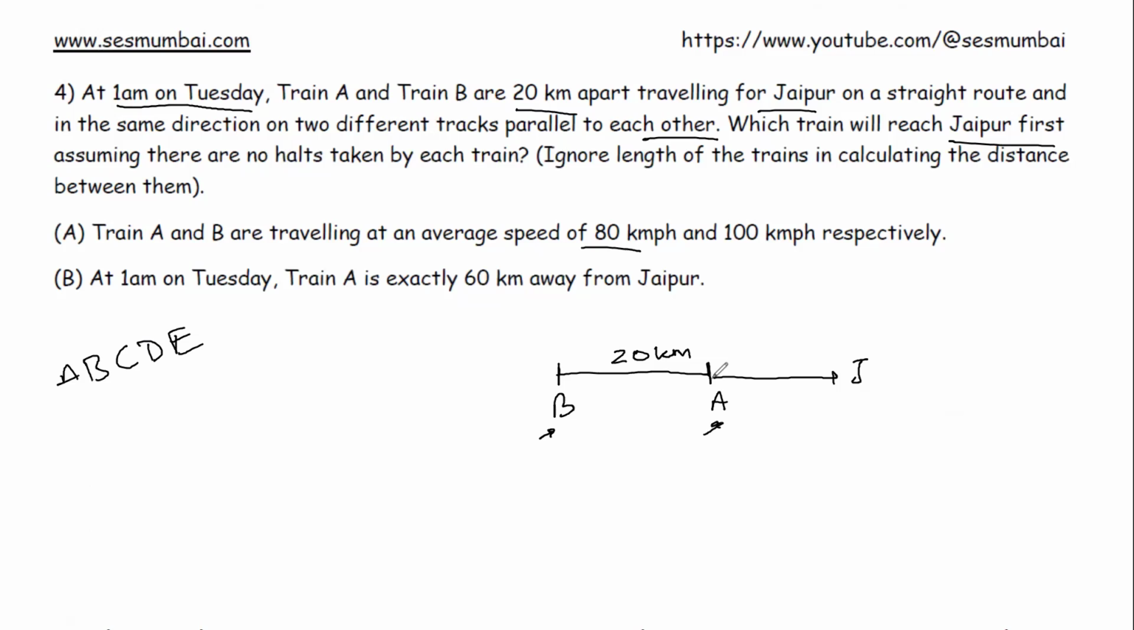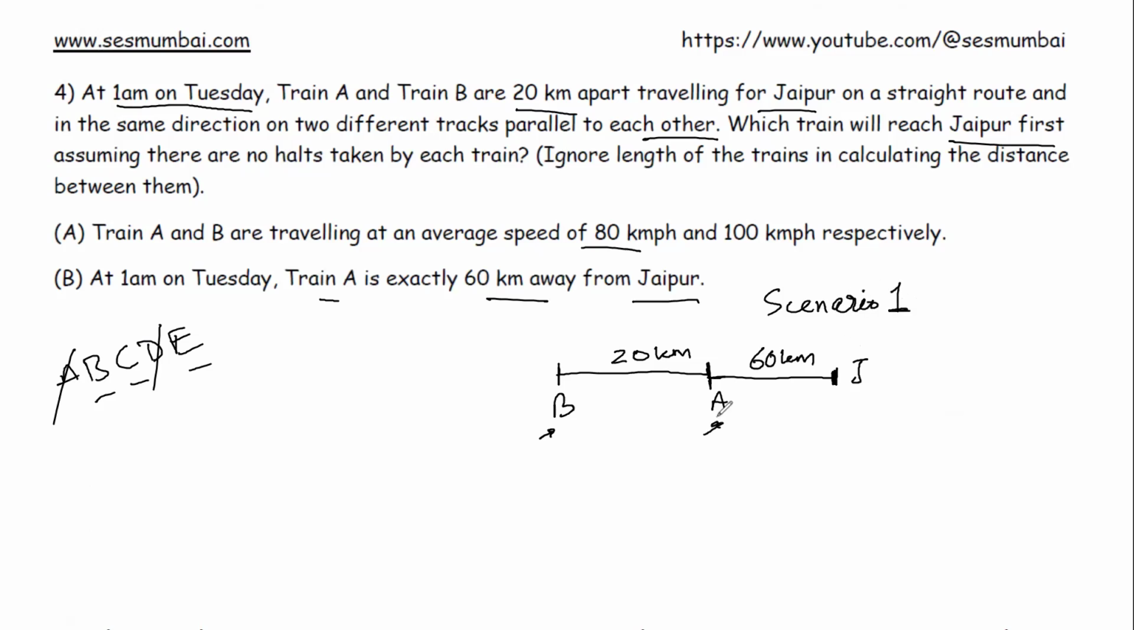And second thing is we don't know the distance. You know, at 1 a.m., what is the distance from any of the trains to Jaipur? We don't know that. So A doesn't answer. D doesn't answer. B, C, or E. Okay. At 1 a.m. on Tuesday, train A is exactly 60 kilometers away from Jaipur. Okay. All right. So we know that 20 kilometers apart, and we know that train A is 60 kilometers away from Jaipur. So this is scenario one.